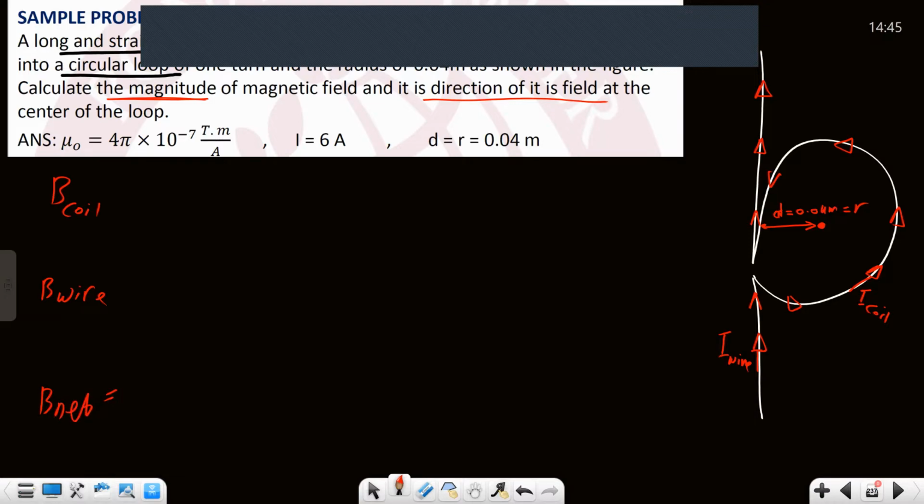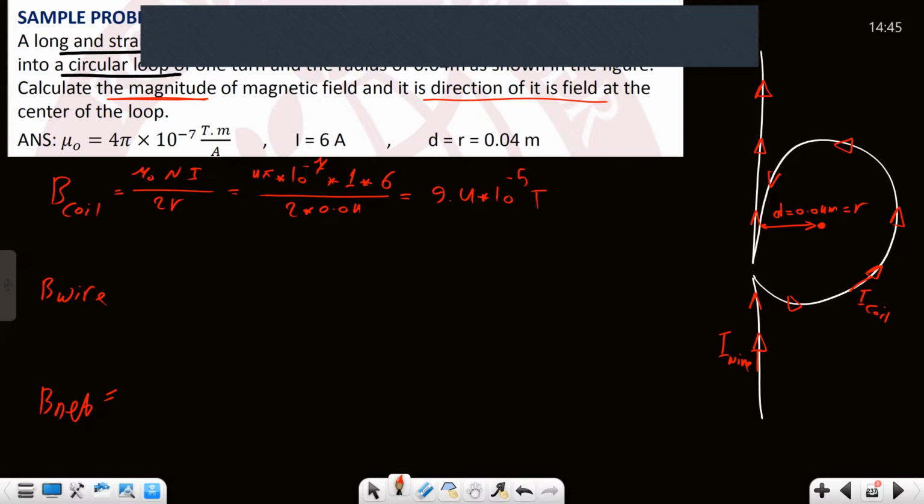Okay, so for the B coil, what was the formula? Mu naught N i over 2R. So mu naught is 4 pi times 10 to the power -7. Because it's 1 loop, as you see, we're just going to use 1 for the number of turns. For the current, we're going to use 6, because the same amount of current is going through the straight wire and through the coil. And over 2 times 0.04. The result is going to be 9.4 times 10 to the power -5 Tesla, if I am not mistaken.